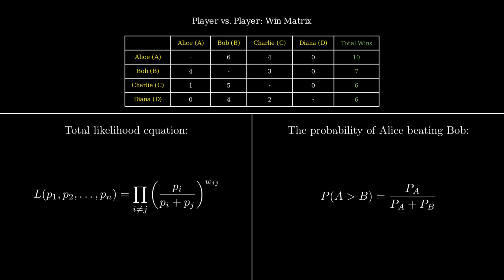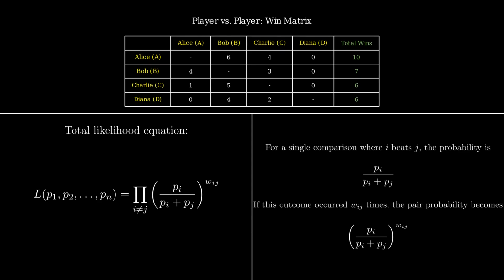Before we get too far ahead of ourselves, let's look at what some made-up data would look like. Here we have a win matrix of Alice, Bob, Charlie, and Diana. In the bottom left corner, we have the total likelihood equation. The two bars are like a summation, but it's multiplication. And where i does not equal j, that just means they can't play against themselves. That's why there's this tick mark here.